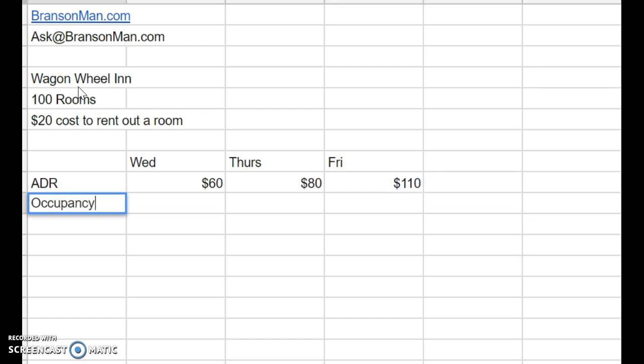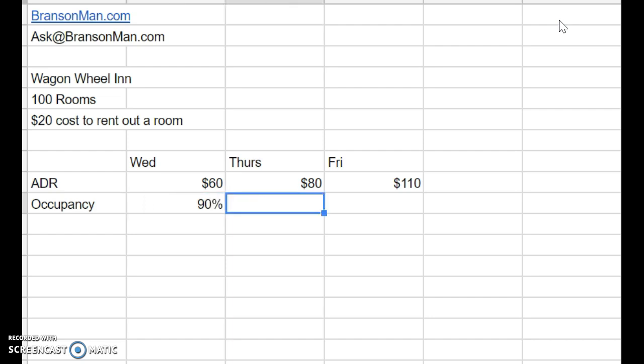occupancy. With the occupancy, remember, we've got 100 rooms right here, so that makes the math easy. Each room is worth 1% of occupancy. So when we had the nice inexpensive $60 rooms, we almost sold out the hotel. We sold 90 rooms. It was 90% full. That was a good day.